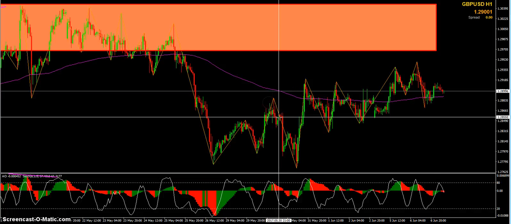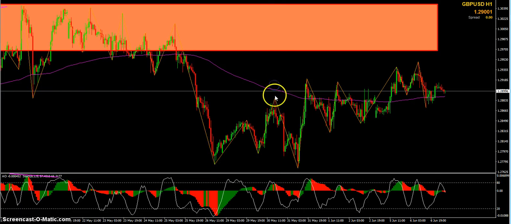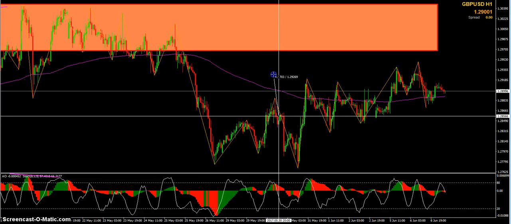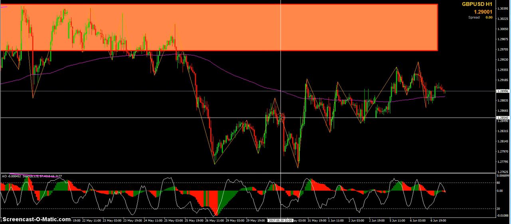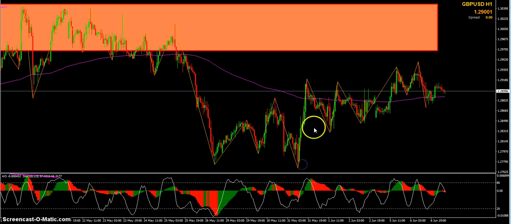If you didn't get into the market around about here, put in your stop losses somewhere up the top here, about 50 pips, you probably should have brought it to break even, and you might have got stopped out at break even if that's what you had done.